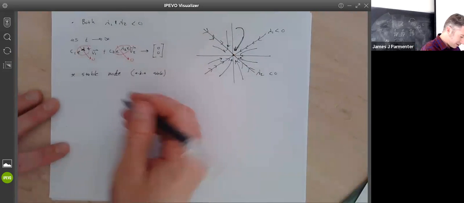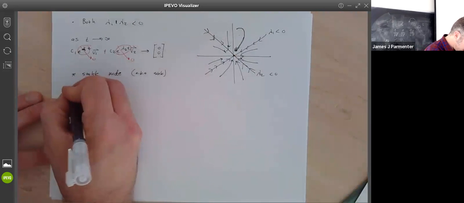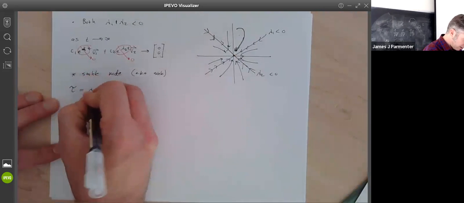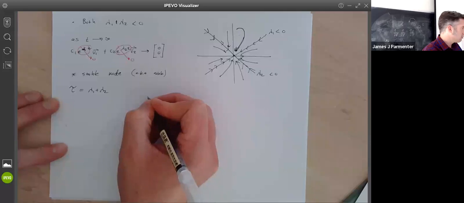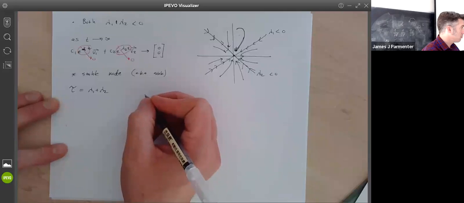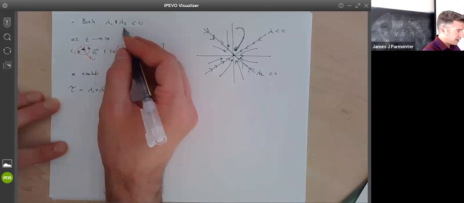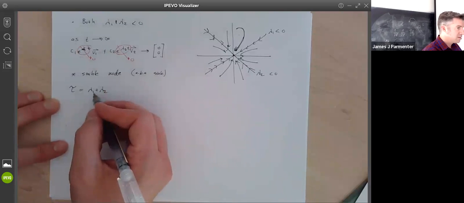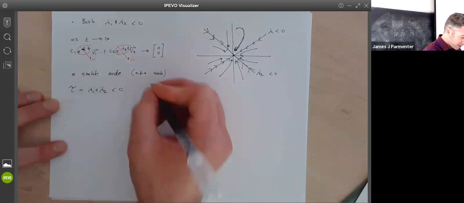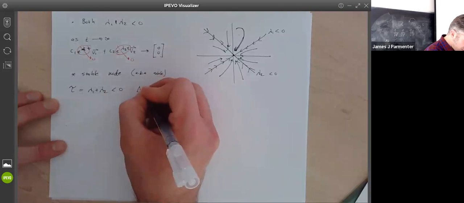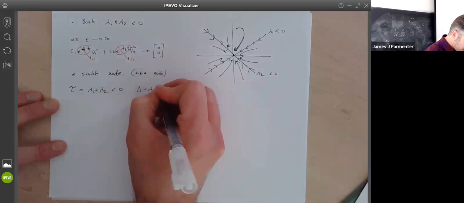What else do I want to say about this? Oh, I'm also going to make some observations. So the trace here would definitely be positive or negative. What do you guys think? If lambda 1 and lambda 2 are both negative and we add them together, negative. But the determinant, which is lambda 1 times lambda 2, is still positive.